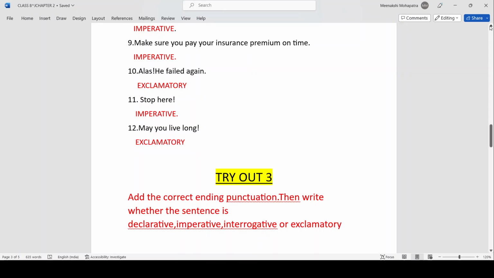Number 10, alas, he failed again. Now, alas is an exclamation of sorrow, of regret. So, it is an exclamatory sentence. 11, stop here. I'm ordering you. So, it is an imperative statement.